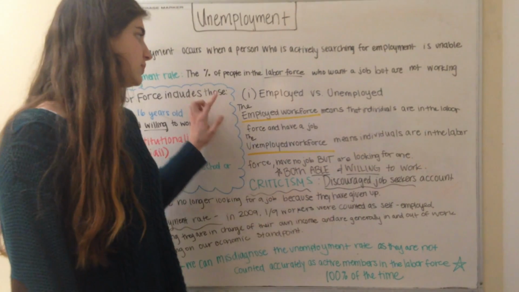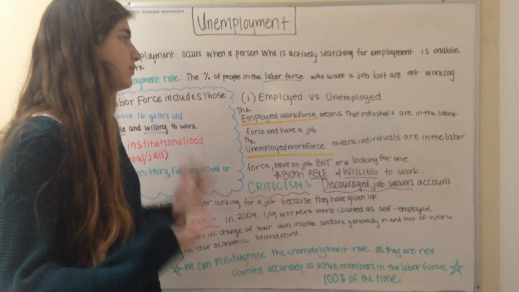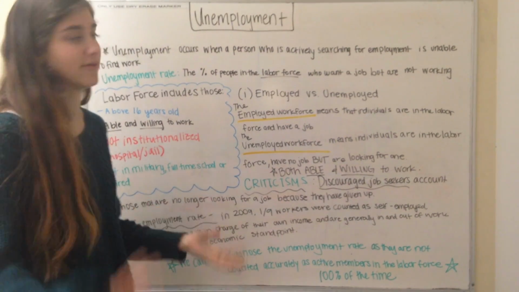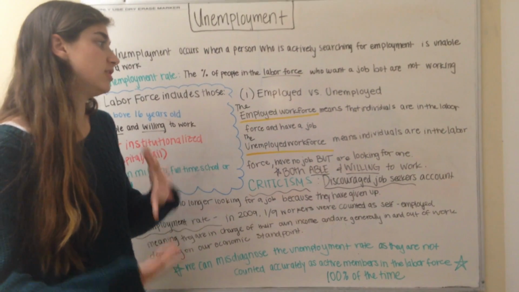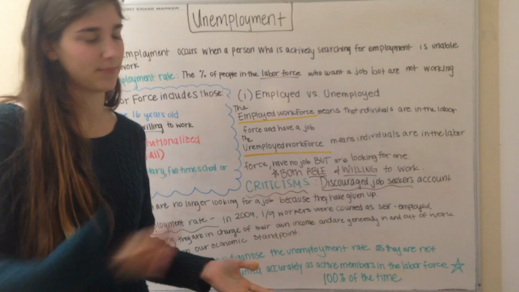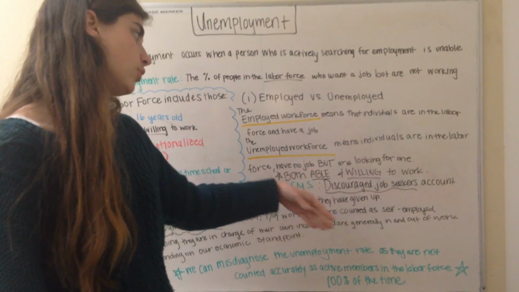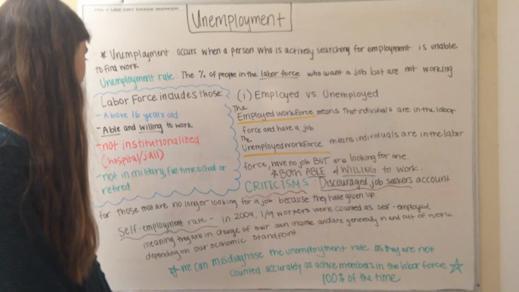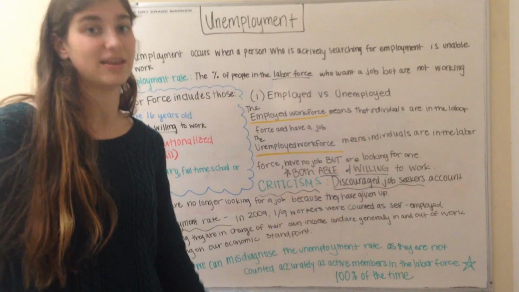So in differentiating between employment and unemployment, the employment workforce means that individuals are in the labor force and have a job at the time, so they're set. For the unemployment workers, on the other hand, it means that individuals are in the labor force but don't have a job at the time, and they're still looking. In terms of criticisms, there are also discouraged workers or discouraged job seekers, which account for those that are no longer working or looking for a job because they have simply given up.